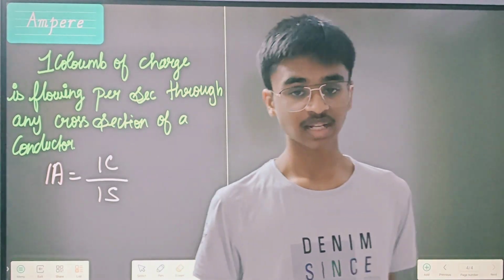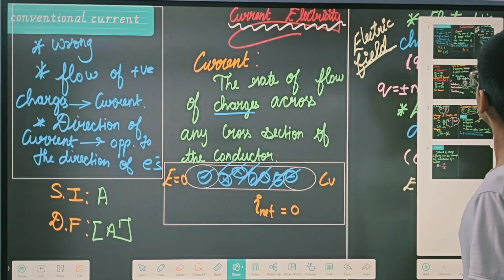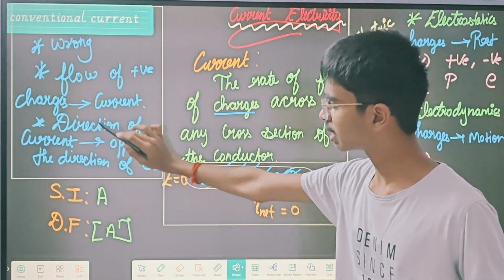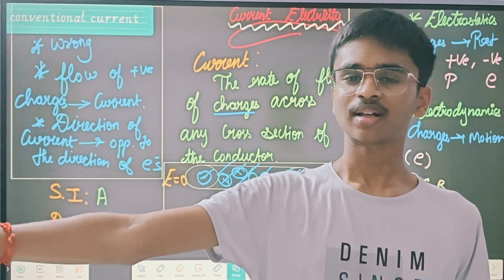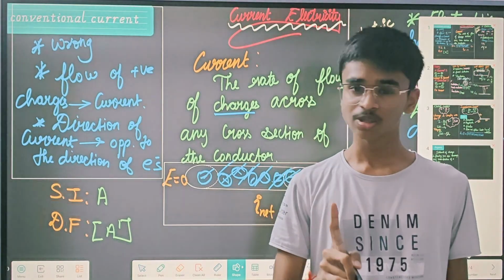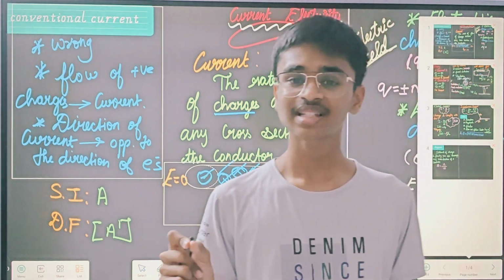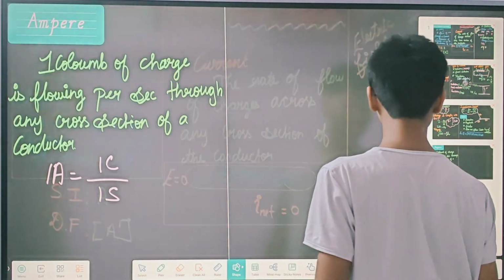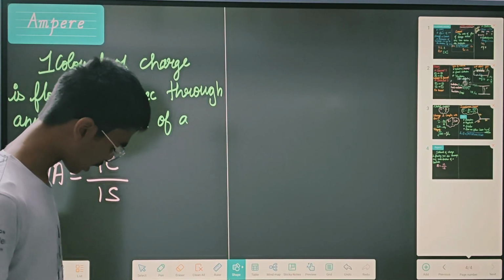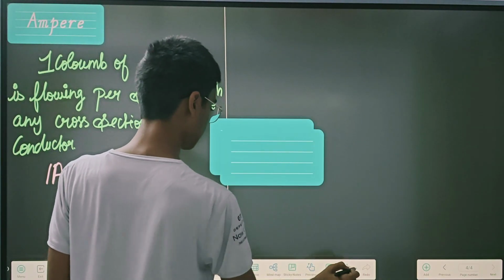Direction of electric current. I have already told you very clearly about conventional current, and that's all correct, there is no change with it. Conventional current, I have said, is actually a wrong thing, but since scientists have said it like that, we are using it. The correct current is said to be electronic current.